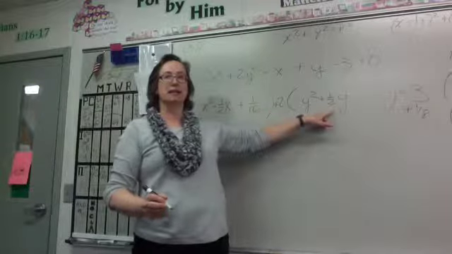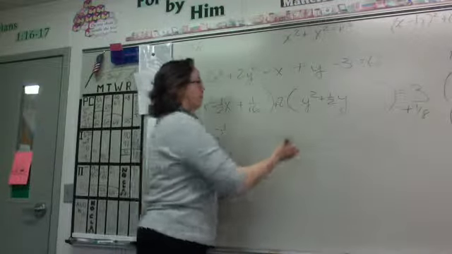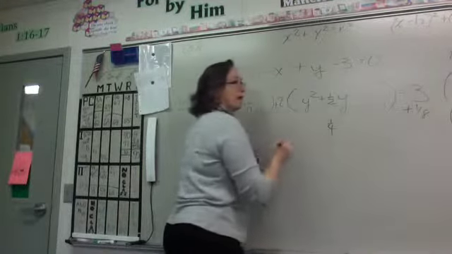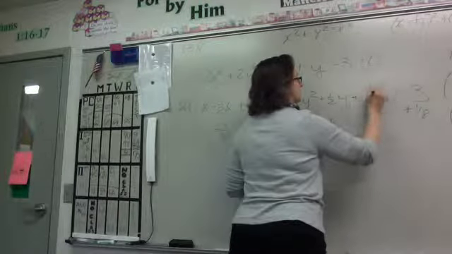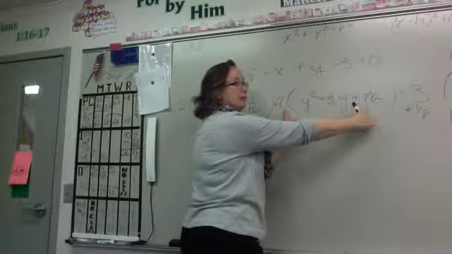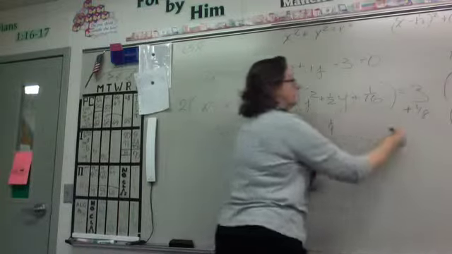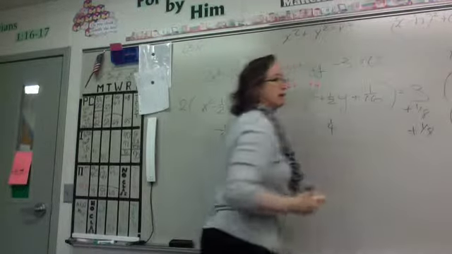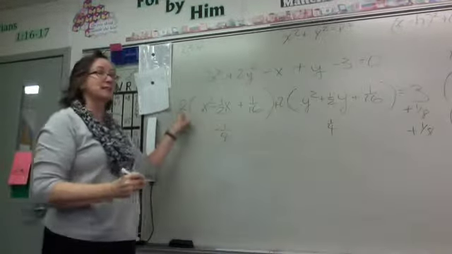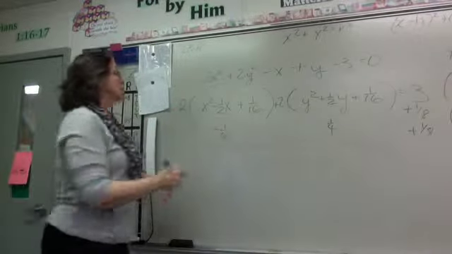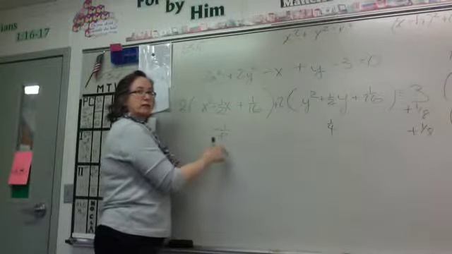Okay, then I cut this one in half. And what do I get? 1/4. And I square it. 1/16, which is really 2/16, which is 1/8. So I'm going to add 1/8 to the other side. Do you see how that number outside changes things a little bit? So now what are my factors here?